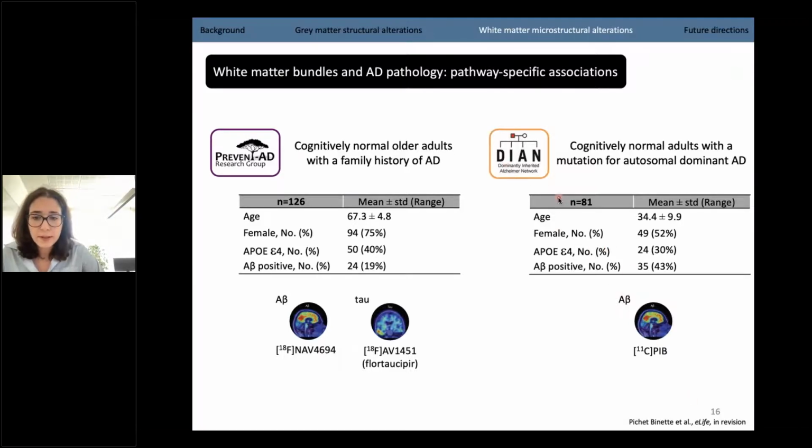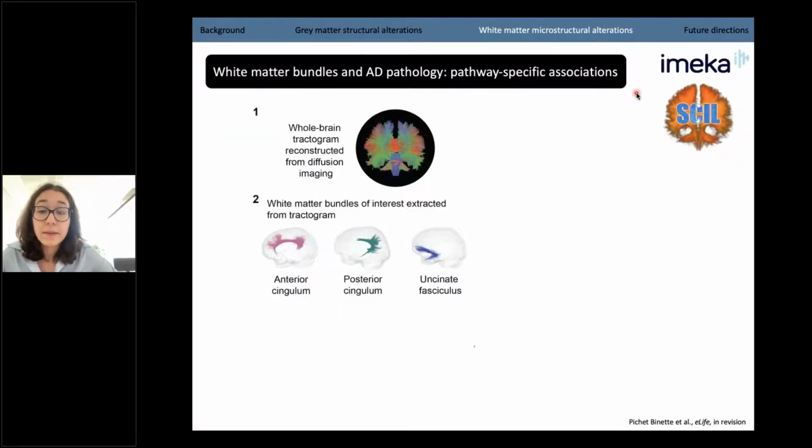Then we had amyloid in the familial form of Alzheimer's disease, and amyloid and tau in people at risk of sporadic AD. So we processed the data similarly for both cohorts. And here I used the nice tools from the SIL lab and some from IMICA. So I'm very grateful for this ongoing and fun collaboration.